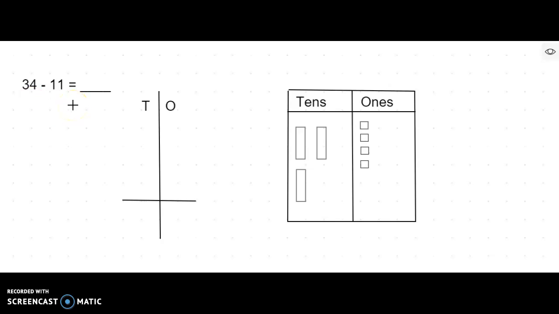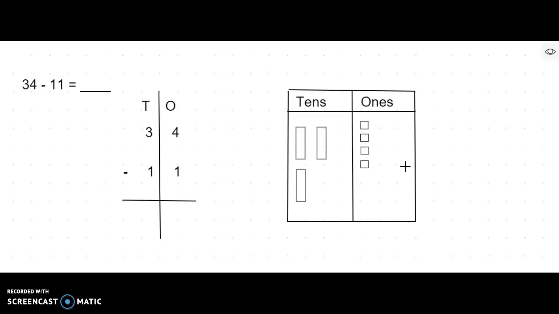Let's set this up. So I know my whole is 34 and that has to go on top. 34 has 3 tens and 4 ones. And I'm taking 11 out of 34, which means I'm taking away 1 ten and 1 one. All set. Now let's talk about our picture chart.